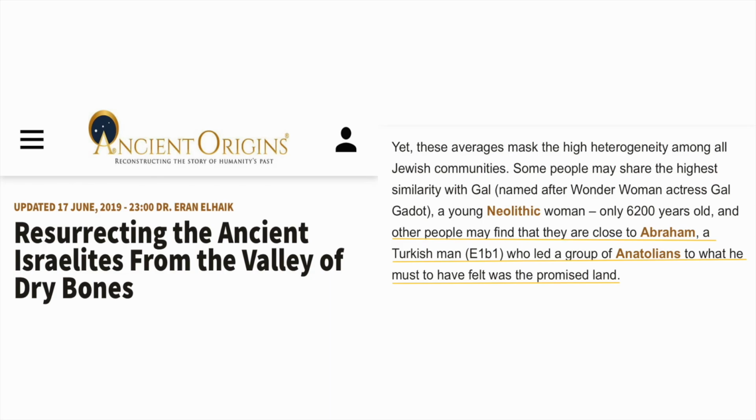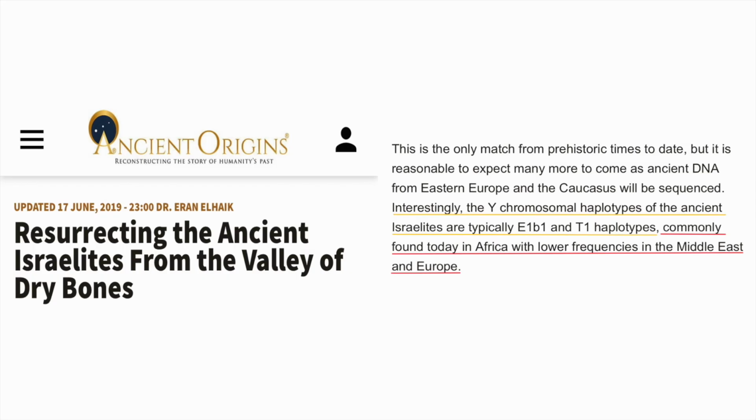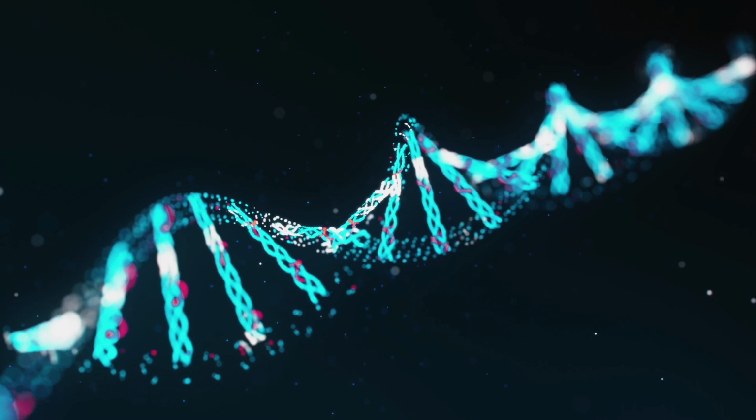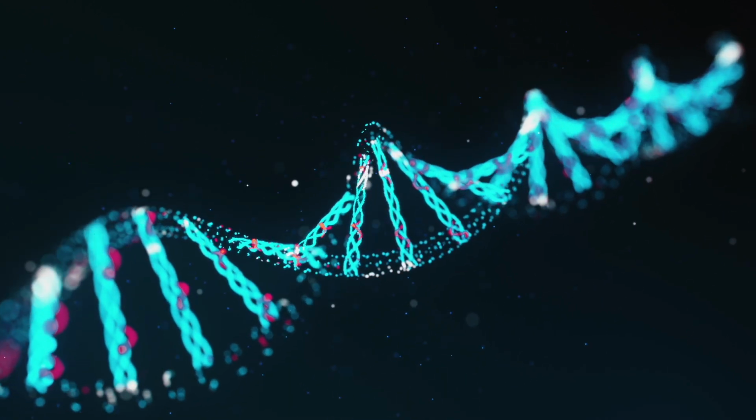Other people may find that they are close to Abraham, a Turkish man, E1B1, who led a group of Anatolians to what he must have felt was the Promised Land. Interestingly, the Y-chromosomal haplotypes of the ancient Israelites are typically E1B1 and T1 haplotypes, commonly found today in Africa with lower frequencies in the Middle East and Europe. So there are scientific models in which Abraham and the Israelites carried E1B1.